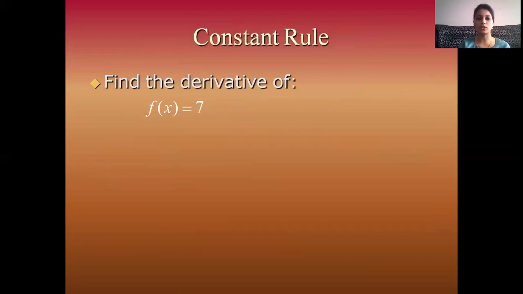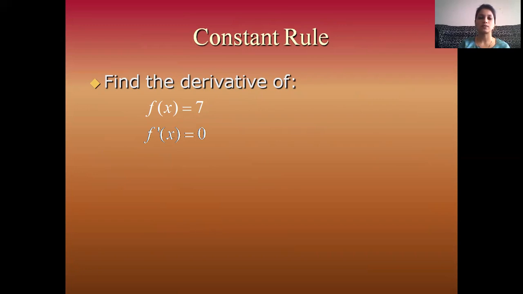Example on the constant rule. Find the derivative of f of x is equal to 7. Apply the derivative on both sides. So derivative of f of x is f dash of x, and 7 is the constant. Derivative of a constant function is 0. So f dash of x is equal to 0.